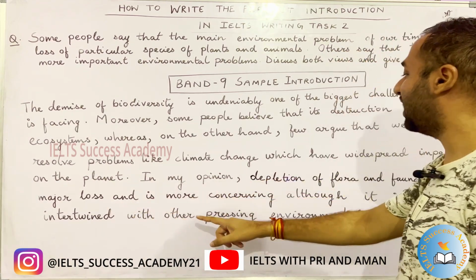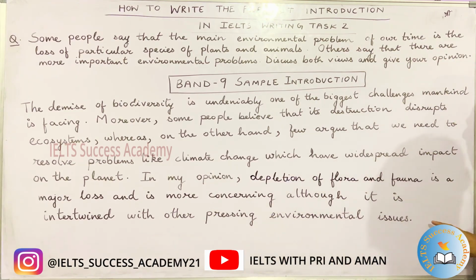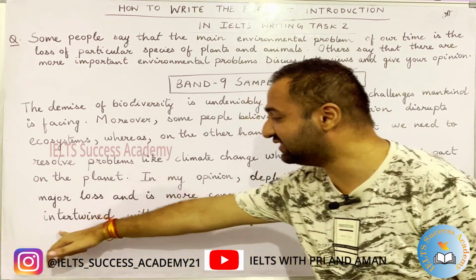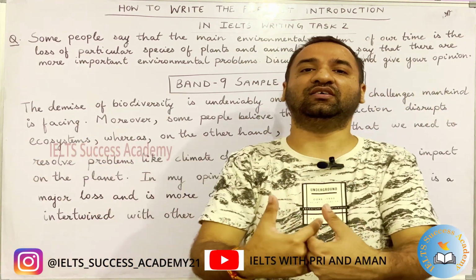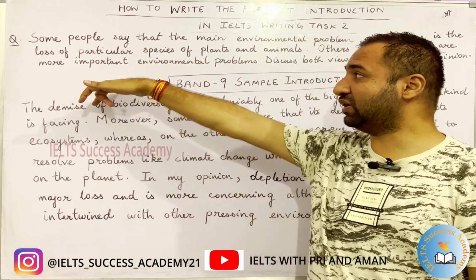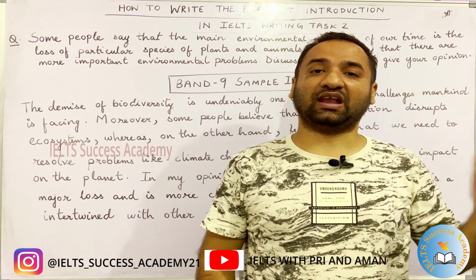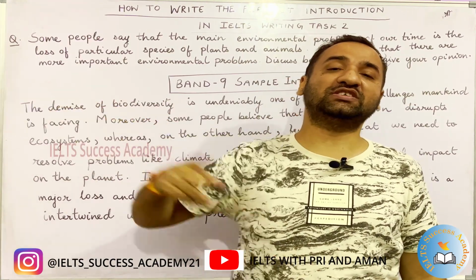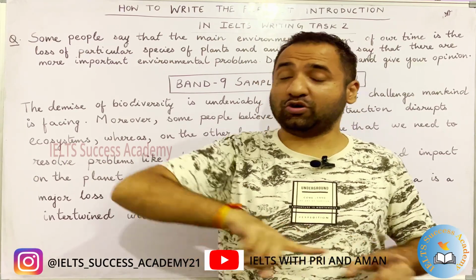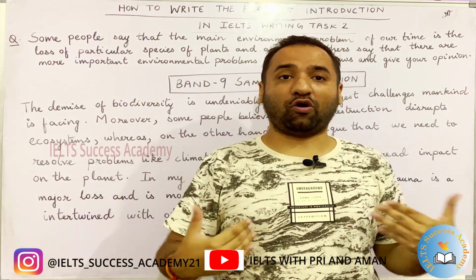Is a major loss and is more concerning, although it is intertwined with other pressing environmental issues. We are establishing a connection here by saying it is intertwined. Intertwined means connected. It's a very unique question because the uniqueness of the question is that both the things are interconnected. Climate change leads to loss of biodiversity. Now, which is more important, loss of biodiversity or climate change? Because both are interconnected, you can go on both sides without being on the wrong fence.